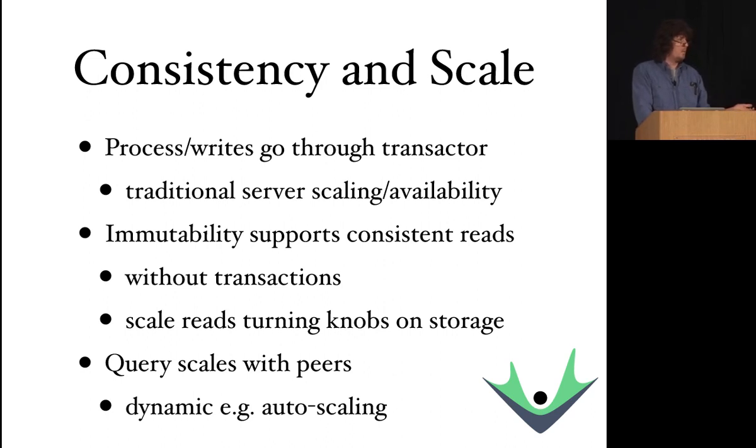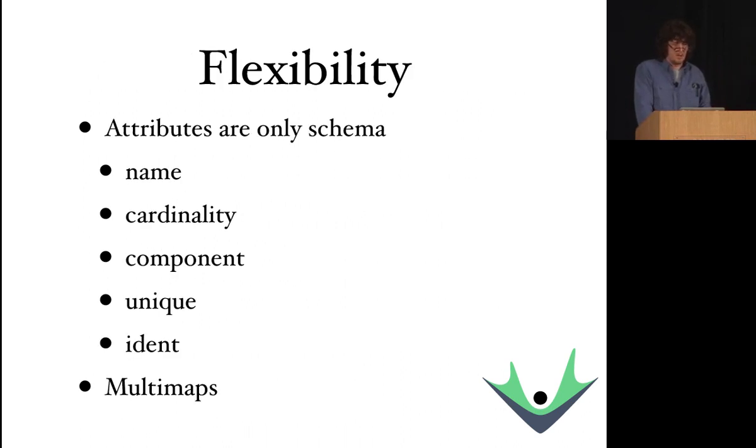And query scales with peers, right? Your computational load is now in a peer. If you want to run a long-running query and you have your own box, okay. That computation is not interfering with other computations. So having a set of peers that just do analytics is not really in anybody else's way, which is part of the objective. In terms of the flexibility side, what do we have for schema?